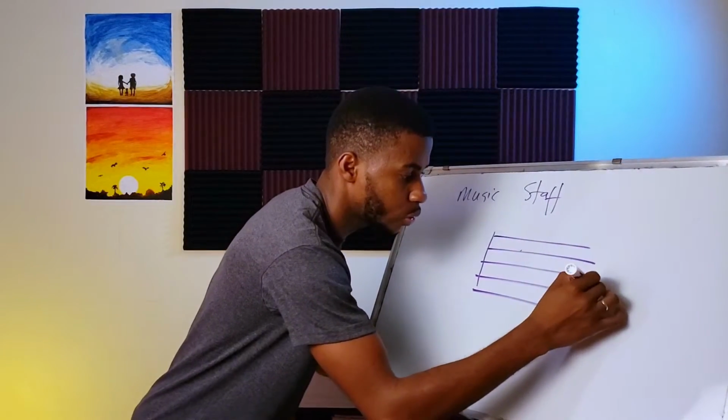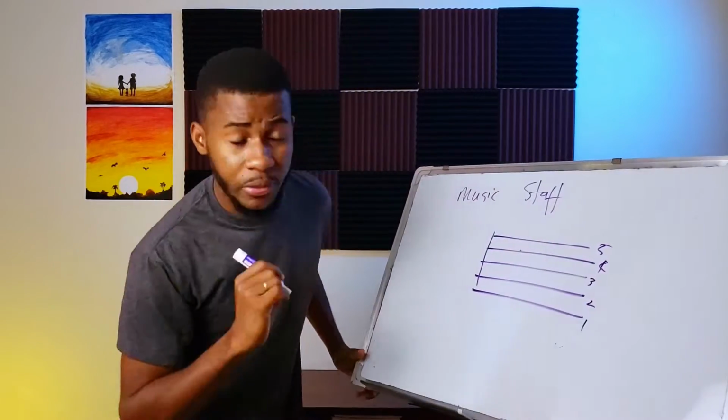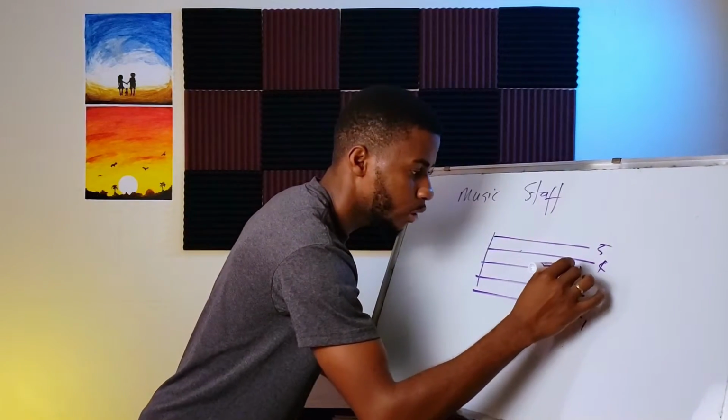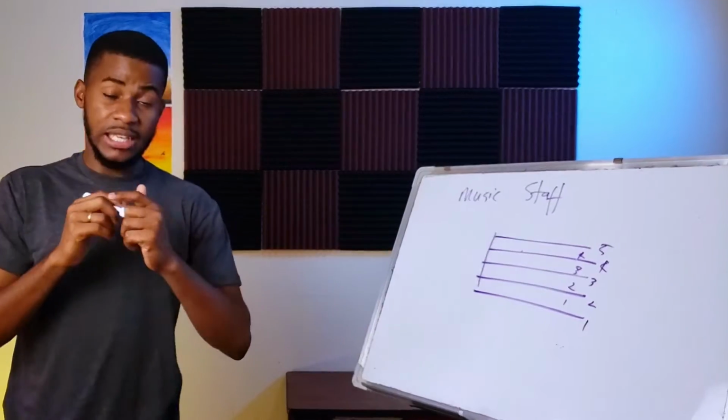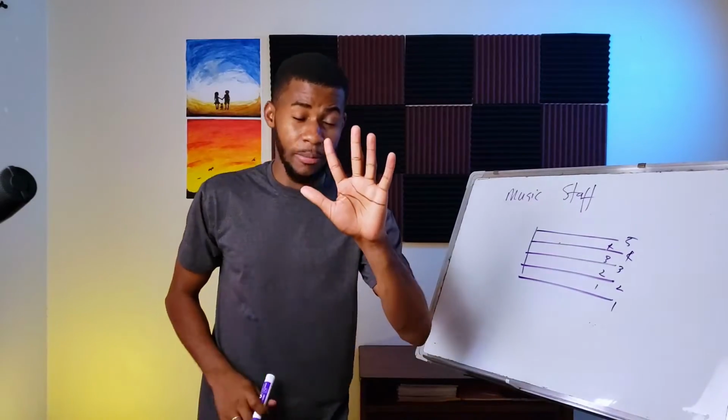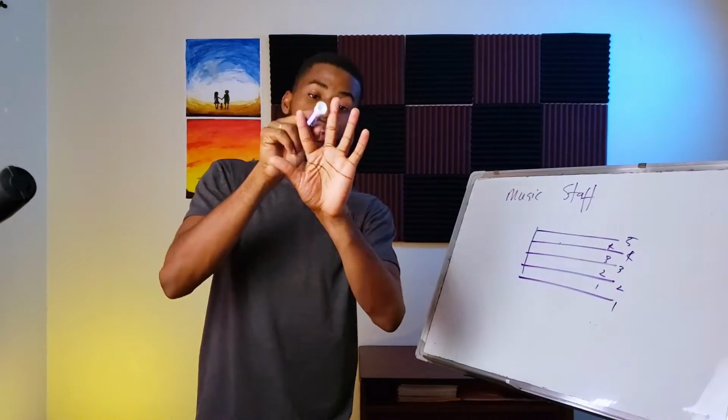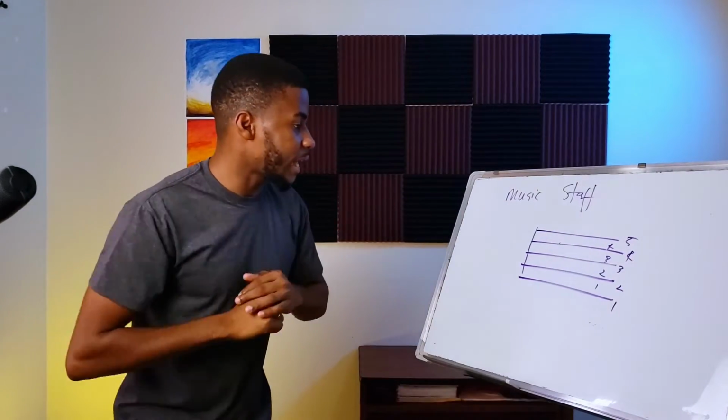So this is 1, 2, 3, 4, and 5. Same thing with the spaces: 1, 2, 3, and 4. 5 lines and 4 spaces. If you forget that, think about your fingers. 1, 2, 3, 4, 5. 5 fingers, 4 spaces. 1, 2, 3, 4. So that is your staff.